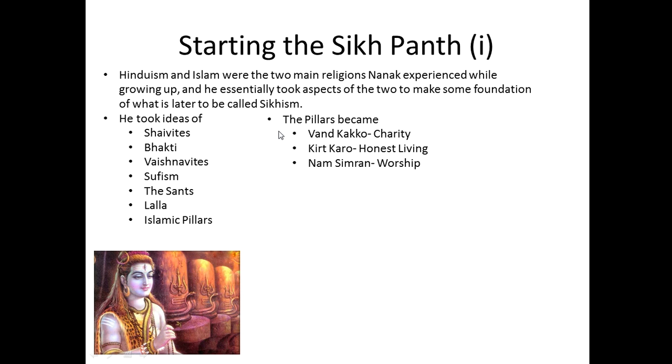So the pillars of Islam, they became the three pillars of Sikhism. They are now Vand Chakko, which is charity, which was the idea of almsgiving, which we talked about briefly before. Kirat Karo, which is honest living, so that would be like having a job that doesn't bring bloodshed. And Naam Simran, which is worship. We also have Naam Japo, and that's basically a group of Sikhs worshipping together. That may well have come out of the Bhakti movement.